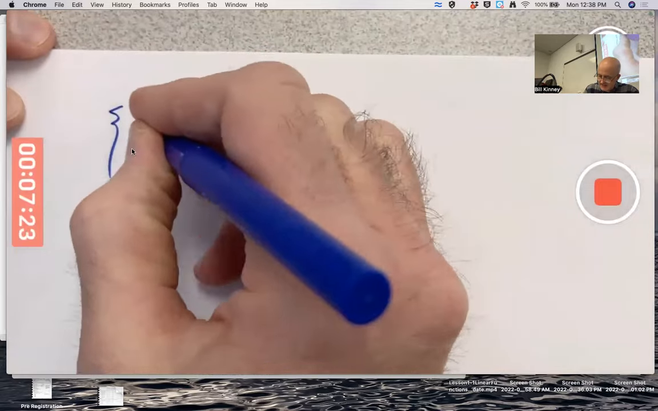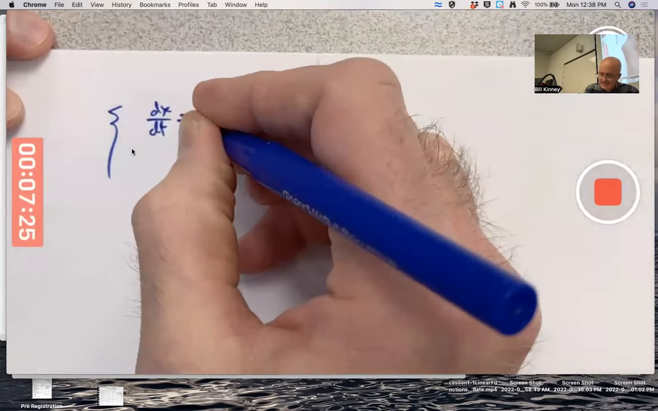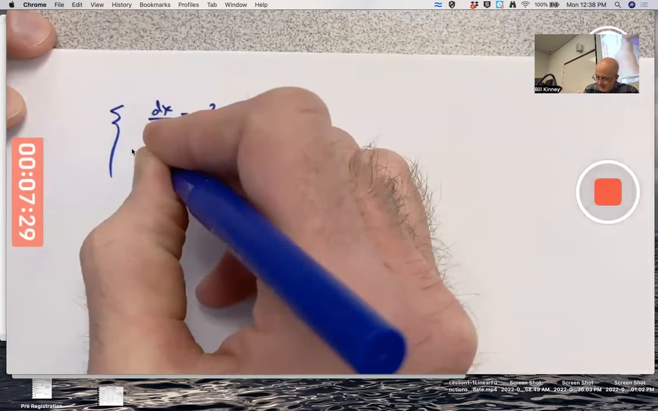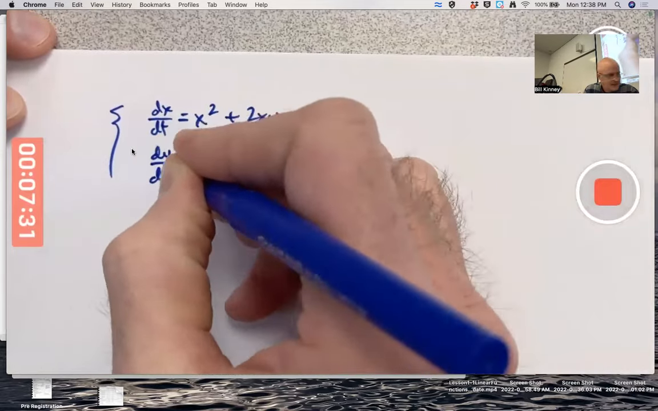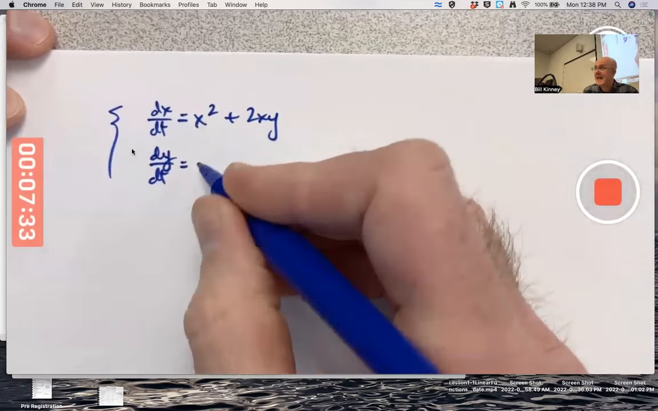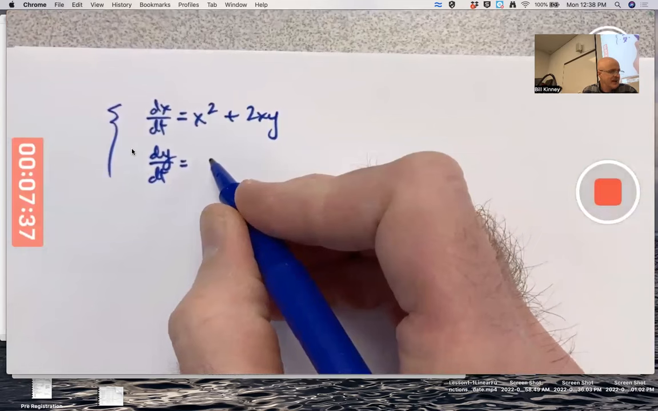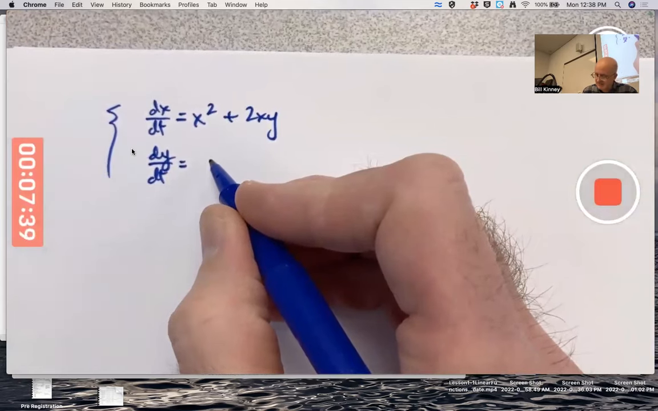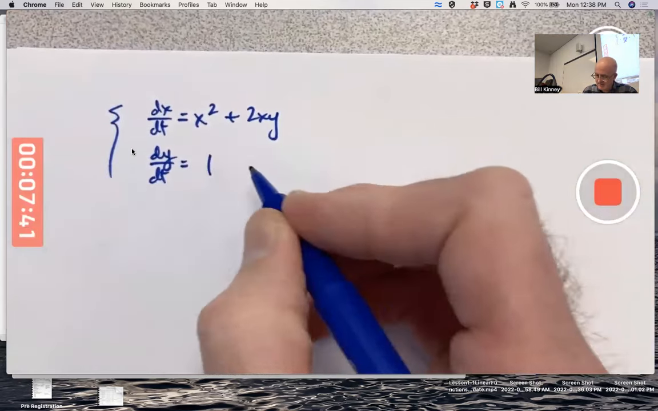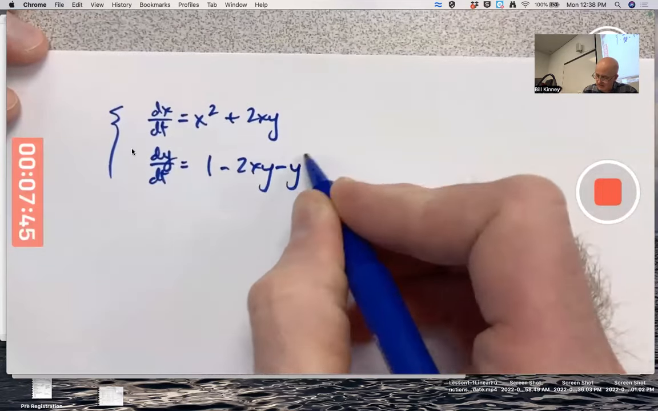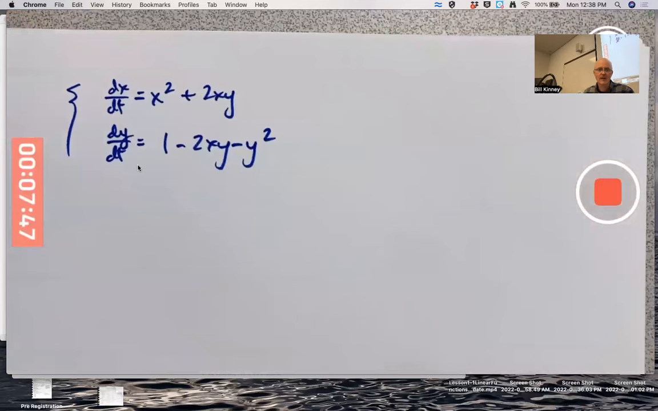It was this system. dx/dt is x squared plus 2xy, and dy/dt is, well, it was an a in the book because it was a one parameter family. Let's pick a to be 1 to keep it simple: 1 minus 2xy minus y squared. That's our nonlinear system.